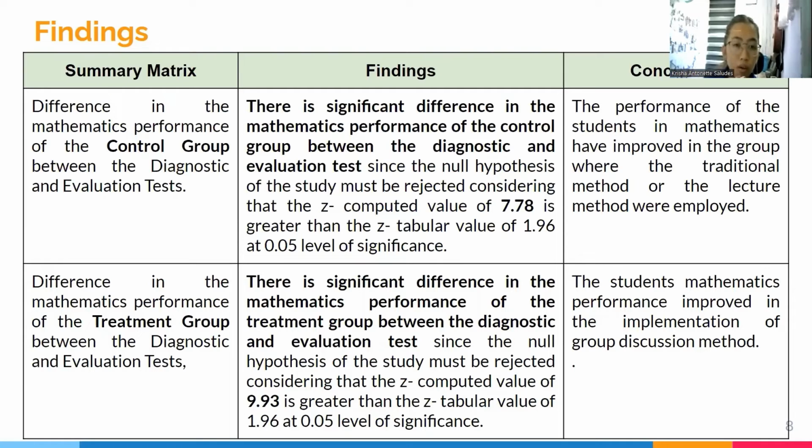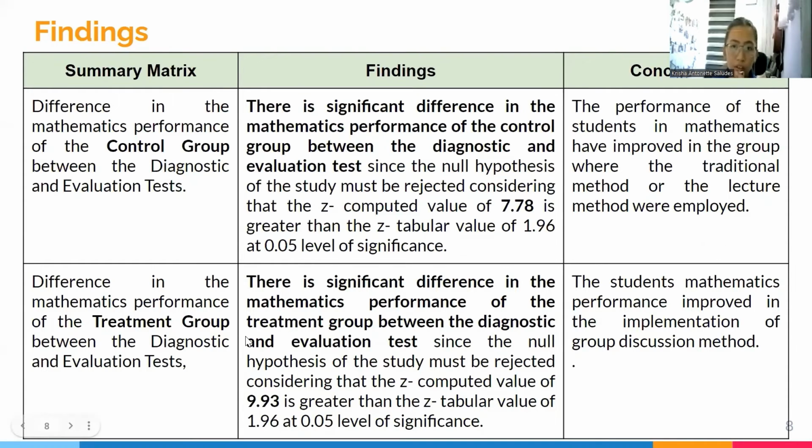Also, the difference in the mathematics performance of the treatment group between the diagnostic and evaluation test. Based on the findings, there is a significant difference in the performance of the students in mathematics in the treatment group between the diagnostic and evaluation test, since the null hypothesis of the study must be rejected, considering that the z-computed value of 9.93 is greater than the z-tabular value of 1.96 at 0.05 level of significance. So this means that the students' mathematics performance improved with the implementation of the group discussion method.